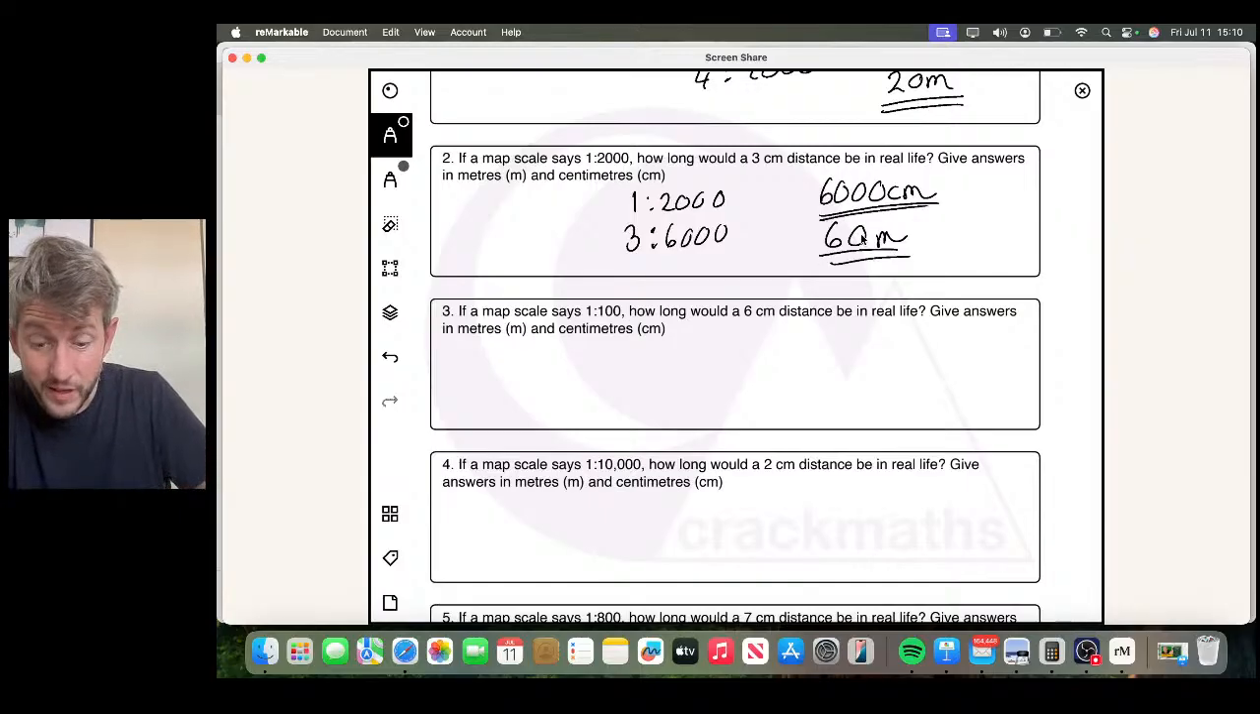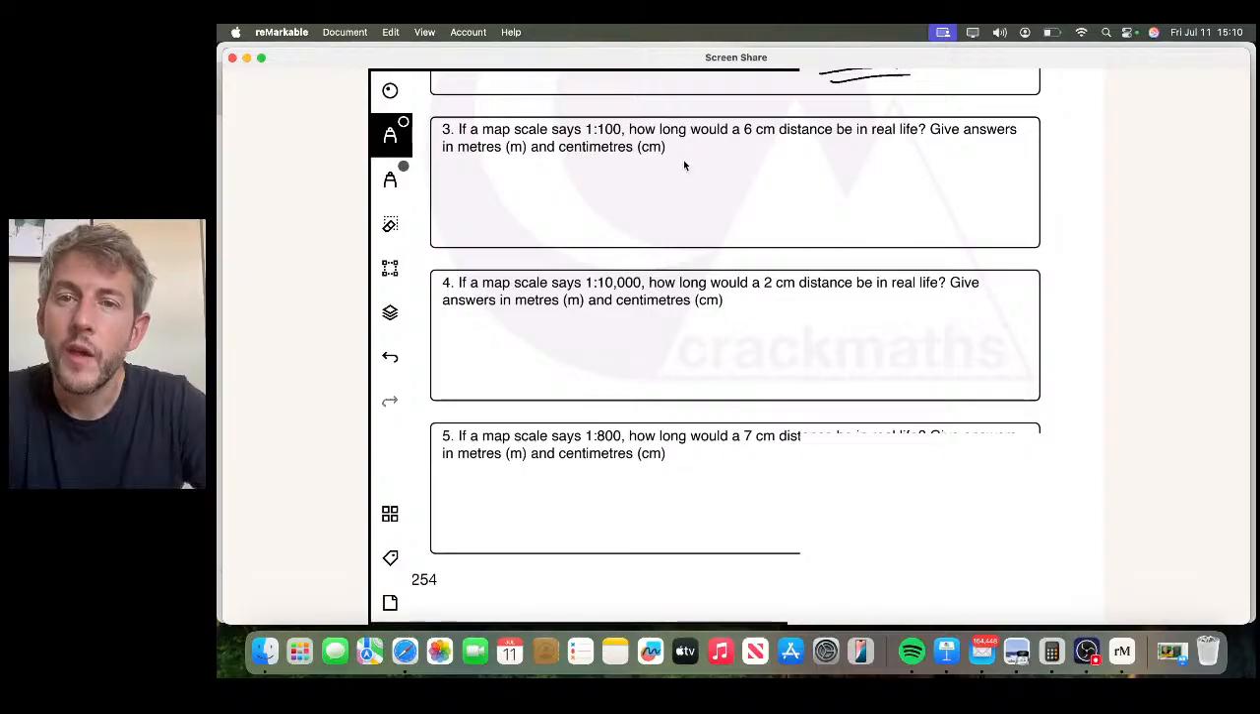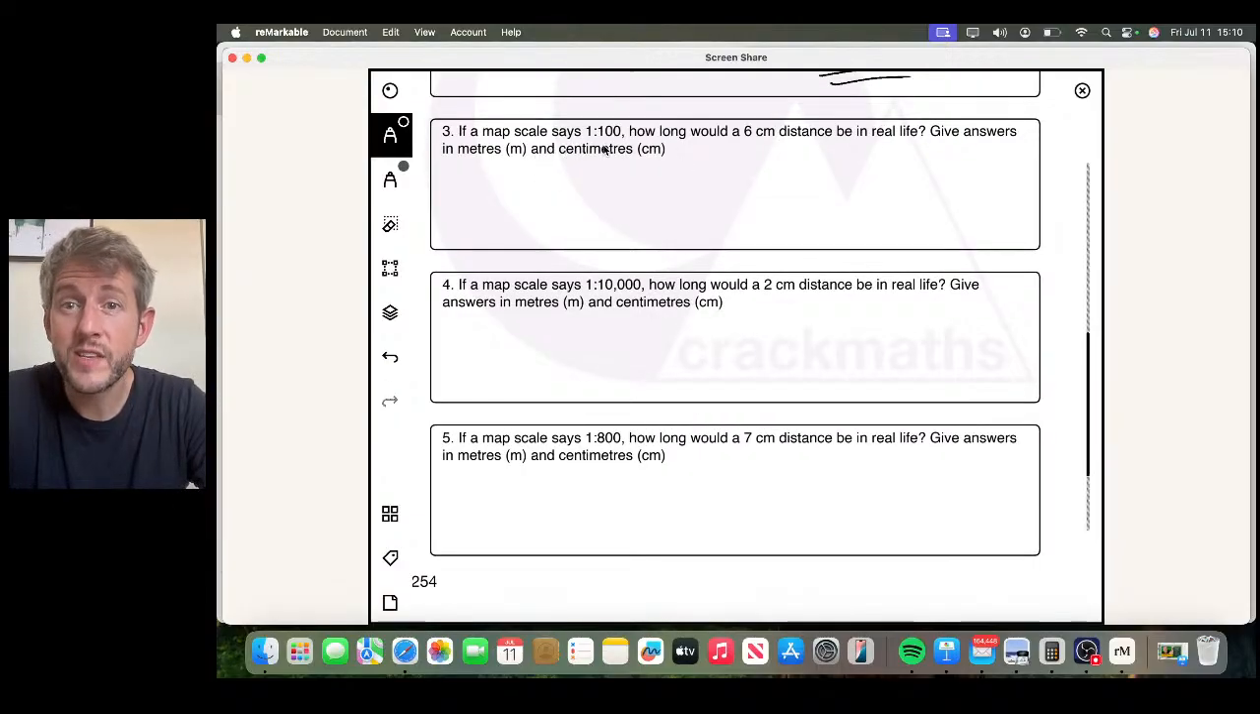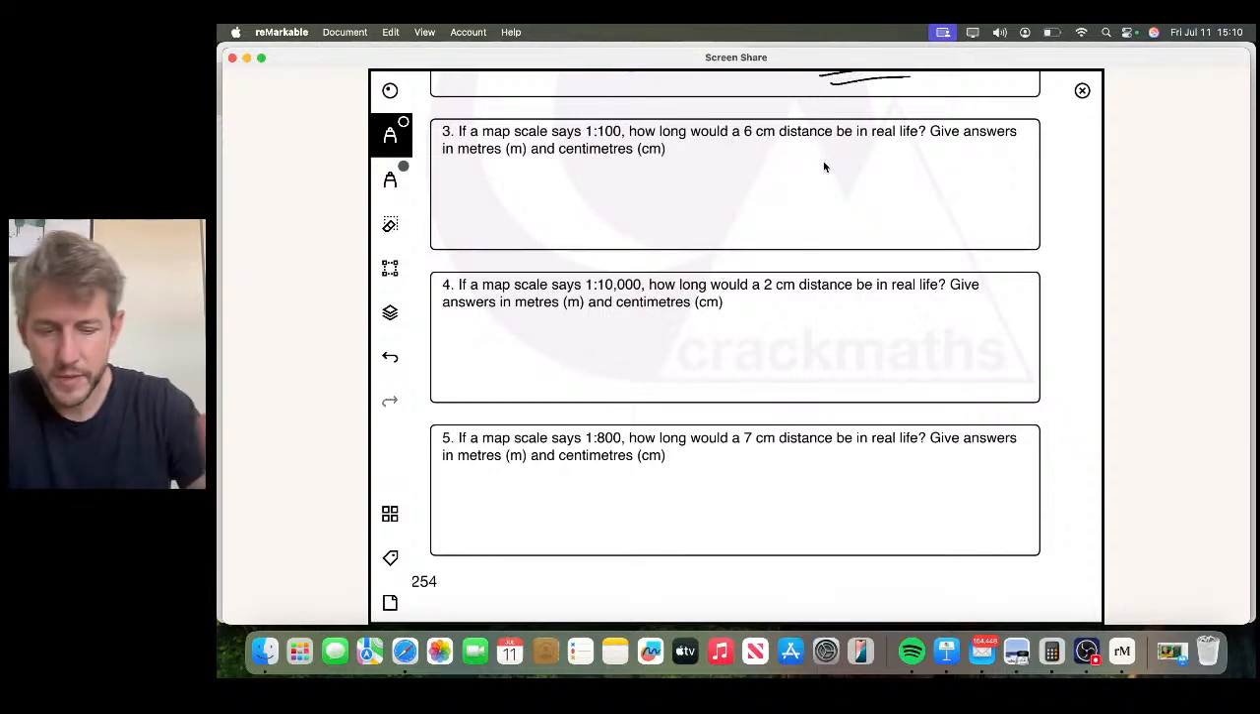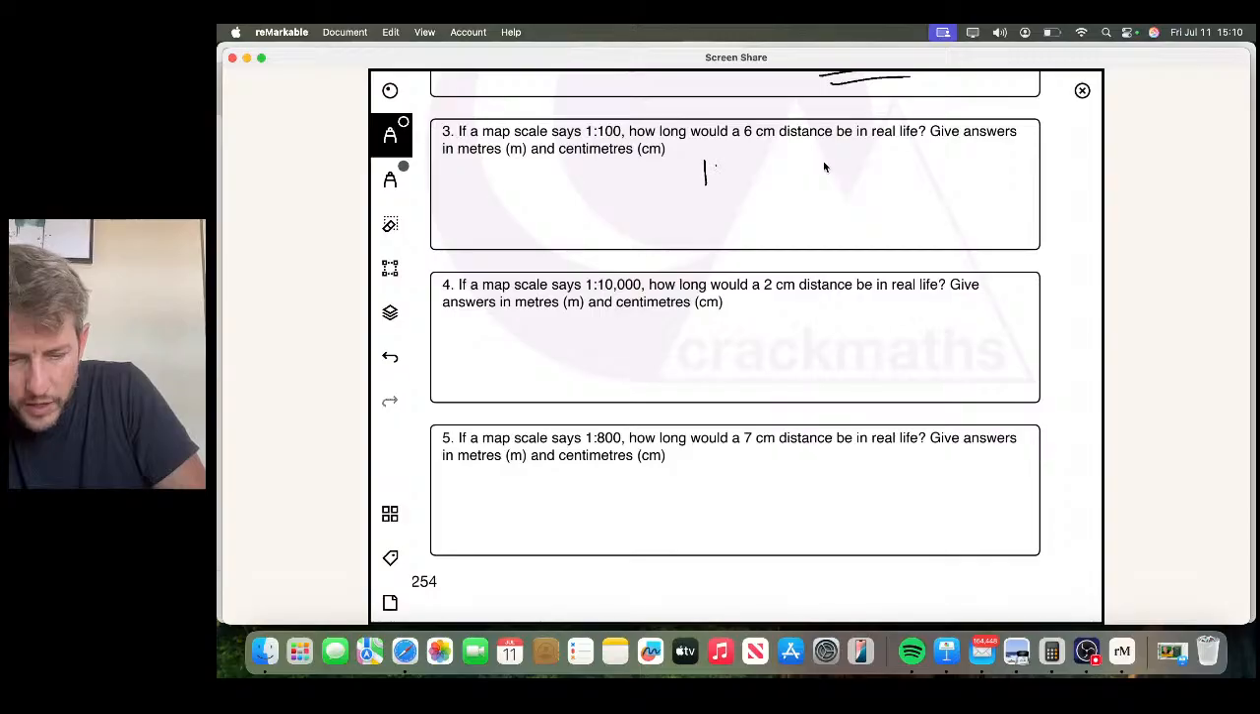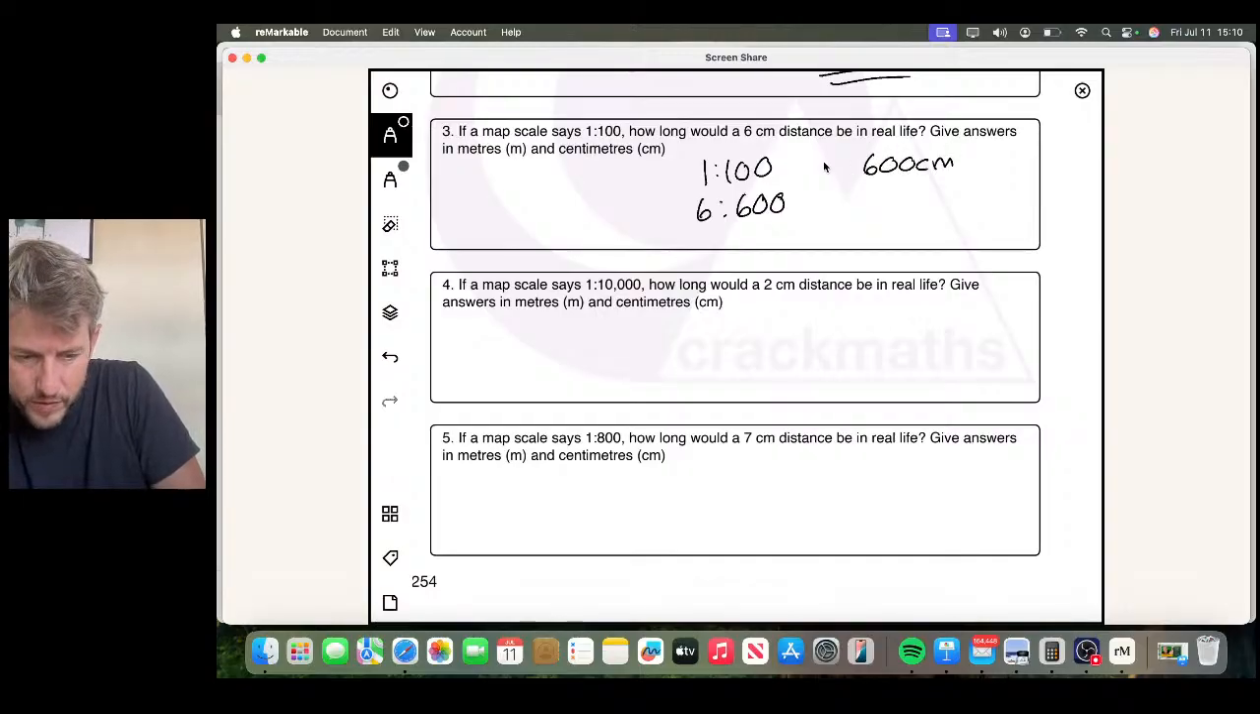Right. Question 3. If a map scale says 1 to 100, how long would a 6 centimetre distance be in real life? Give your answer in metres and centimetres. So 1 to 100 is like this. So that means 6 to 600. Okay, 600 is 600 centimetres, and that would be 6 metres. Okay, so these are answers for this one here.